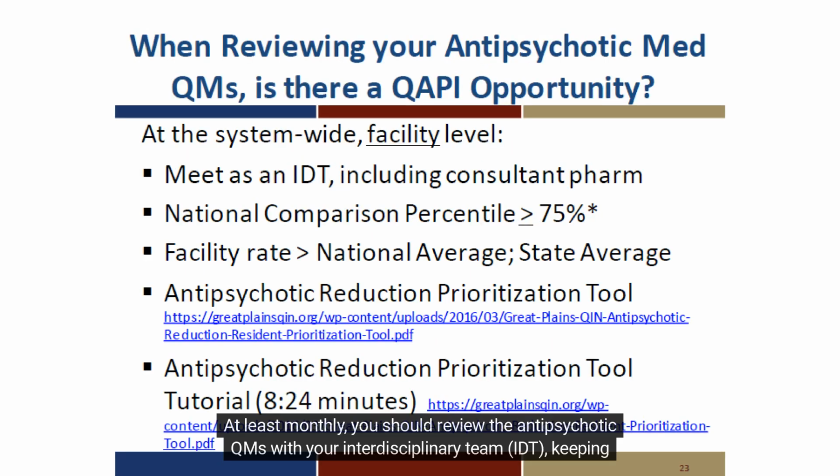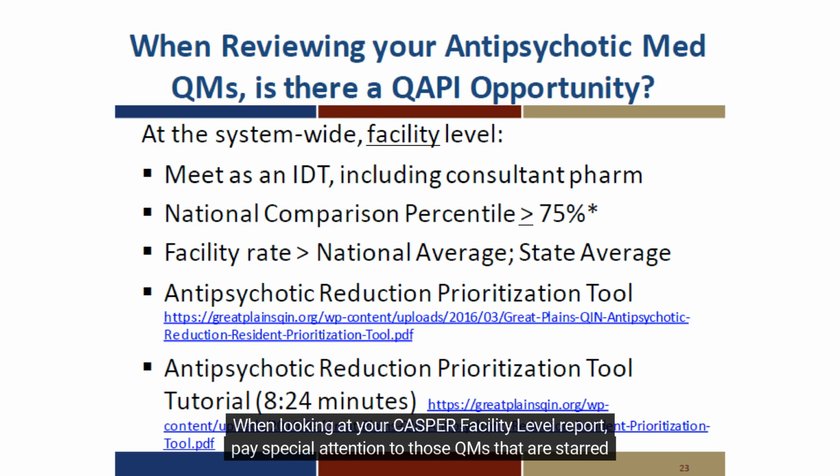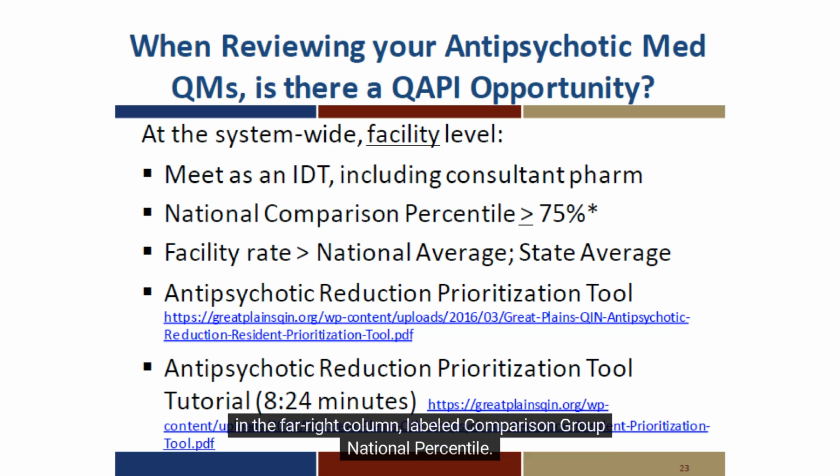At least monthly, you should review the antipsychotic QMs with your interdisciplinary team, IDT, keeping alert for improvement opportunities. Your consultant pharmacist needs to be a key member of this team. When looking at your CASPER facility level report, pay special attention to those QMs that are starred in the far right column, labeled Comparison Group National Percentile.